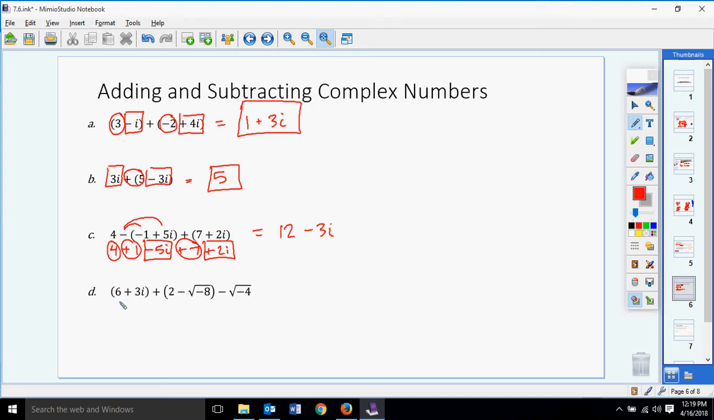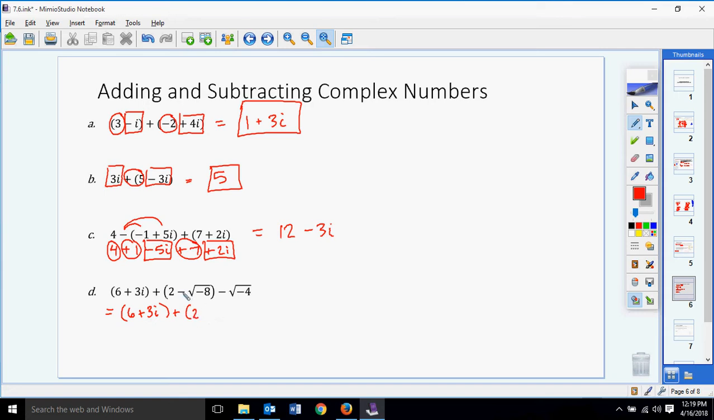Down here, I have, again, subtraction. I have a square root of a negative number, a square root of another negative number. So before I do anything, I want to put them in i form. So I have the 6 plus 3i, that's good. That's a complex number right there. I want to change this into a complex number.